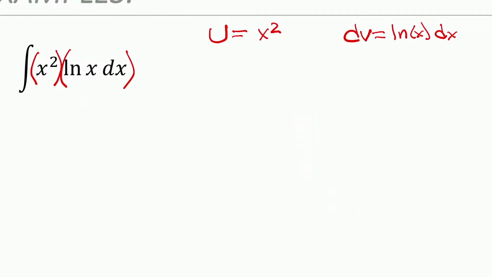All right, let's go ahead and do the next step. The next step is to find du. Okay, who are we up to? Allison, what is the derivative of x squared? 2x, and of course, since we're doing a substitution, you're just going to tack a dx on there. So that looks beautiful. Now we have to find the antiderivative of the natural log of x.